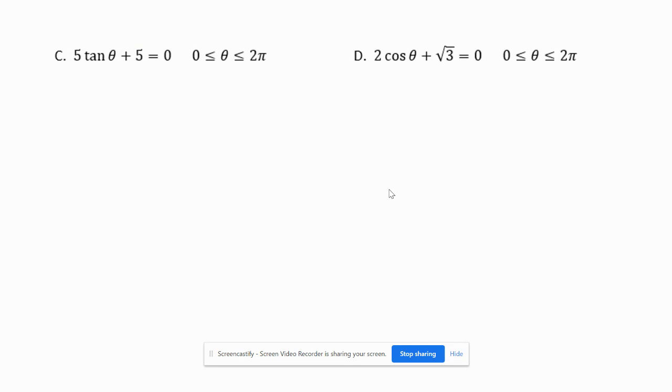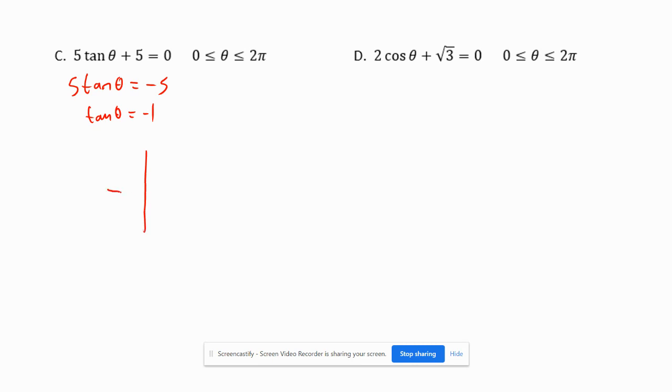Okay, for part C, we have 5 tan theta plus 5 equals 0. So I'm going to subtract 5 from both sides and then divide by 5. Let's do a couple more steps here. Tan theta equals -5. Divide by 5, and we get tan theta equals -1.